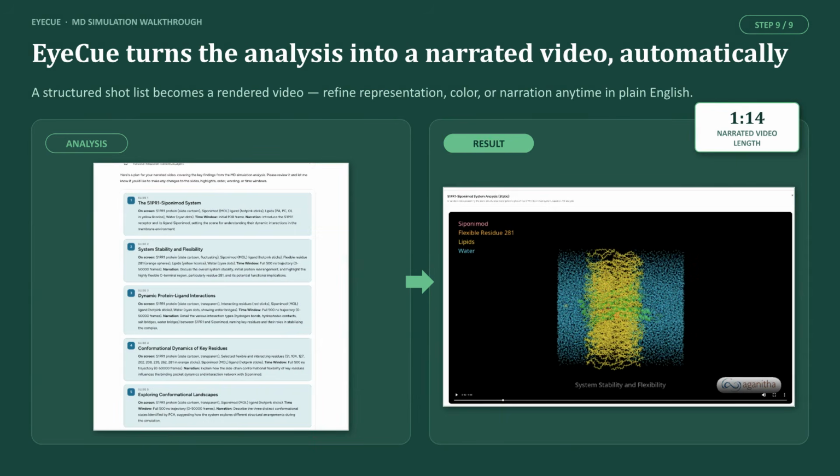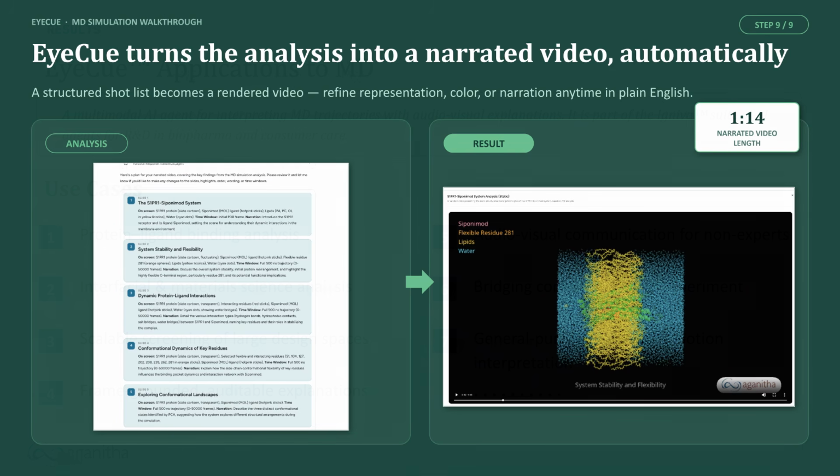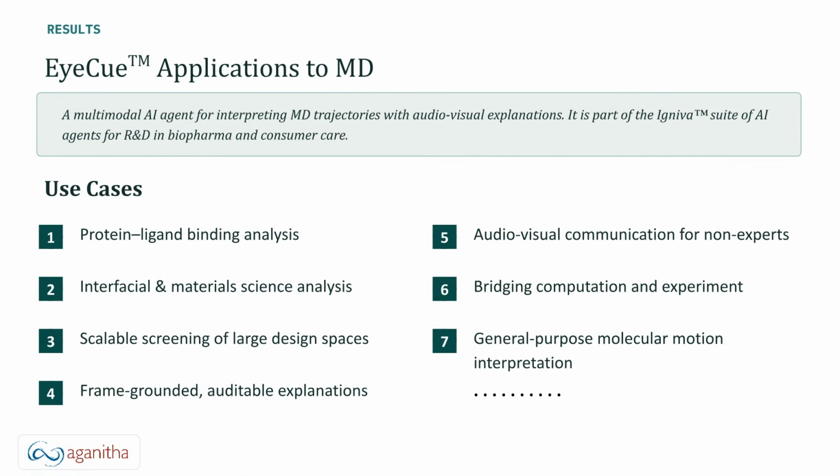Now it is time to have a visual commentary of the entire conversation through IQ. The agent will give you a plan which the user can ask it to modify if not satisfied. Once approved, just sit back to have audiovisual insights from the analysis. A few applications of IQ to MD simulations are highlighted here. Now let's take a short glimpse at the audiovisual narration generated by IQ.